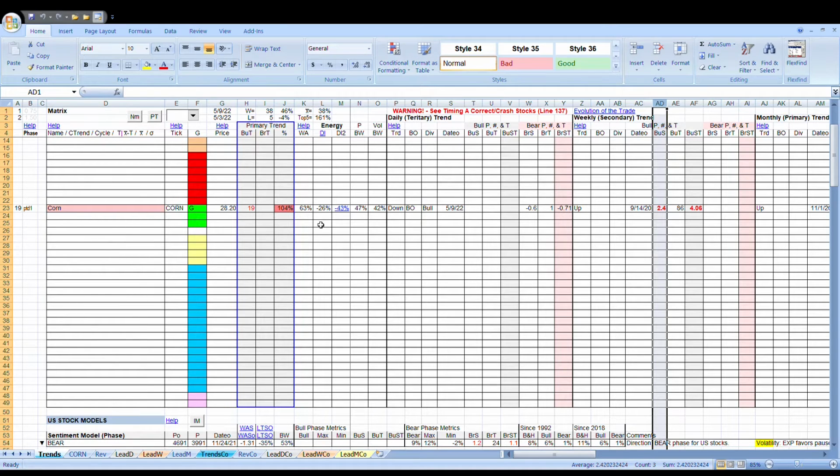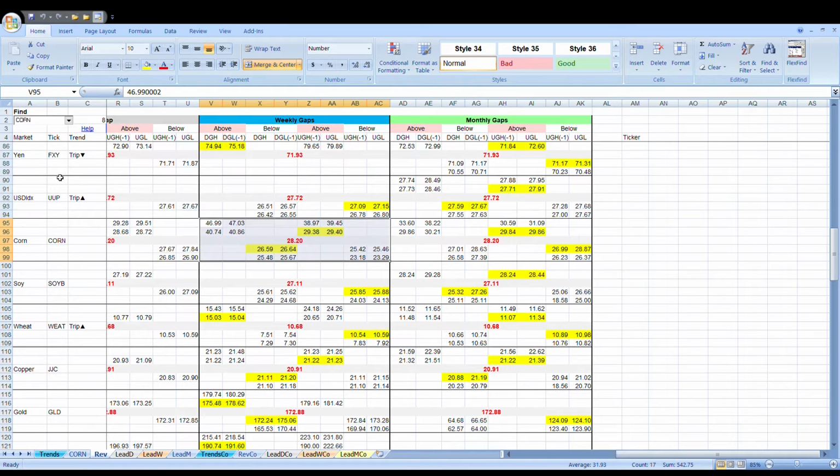The point that I want to make here is that the composite trend's no longer triple up. It's down on the daily, and this has a potential to infect into the weekly, and that is always a possibility. This goes for any market that's inside the matrix. We're just highlighting corn right now. But what kind of downside targets are we looking at? To do that, we have to look at the reversal tab. We track corn, which is CORN.